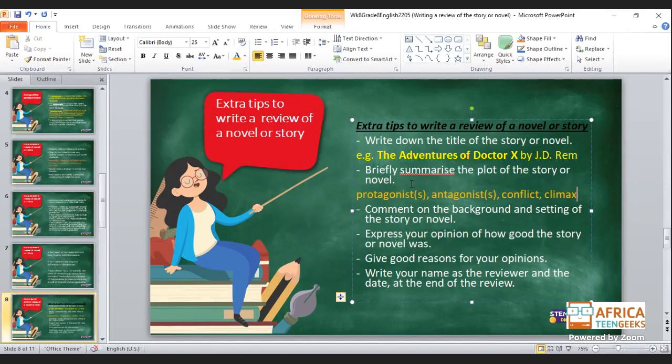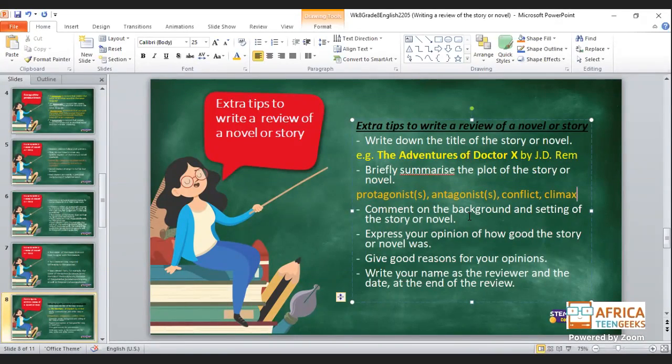Remember, we can also use our knowledge of prefixes and suffixes to figure out the meaning of antagonist. Remember, we said a protagonist is a main character, right? And pro means to be in support of something. Then an antagonist will be somebody, so you will see that anta here is the prefix anti, which means against. So therefore, the antagonist is the person who is against the protagonist.